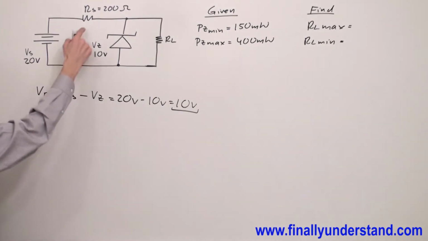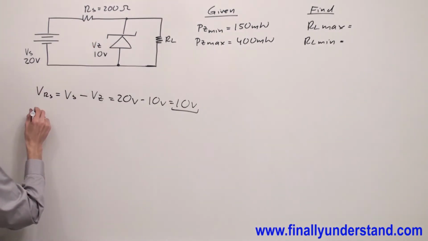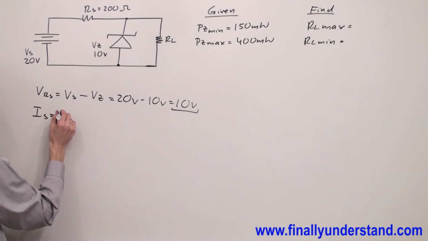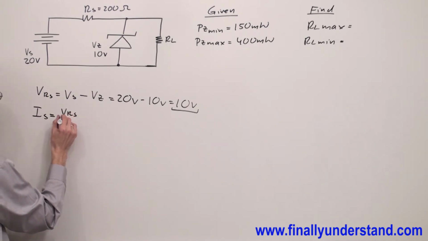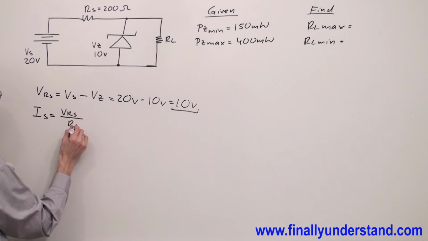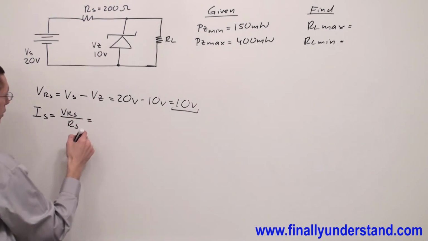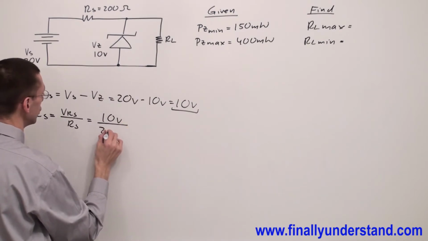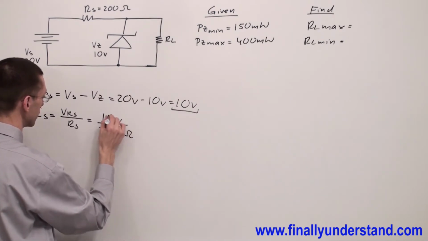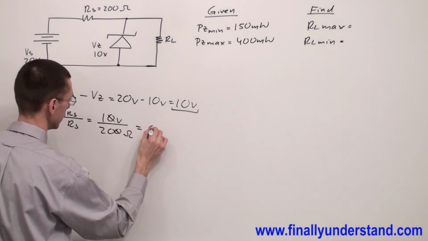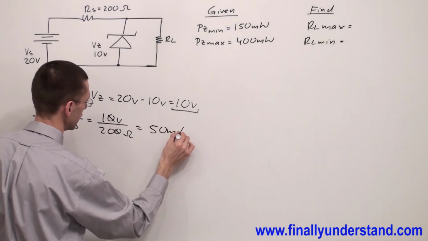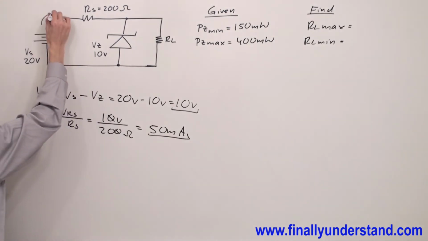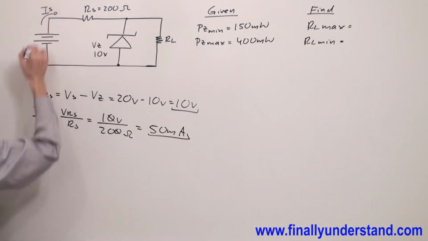I have a voltage across this resistor. Next, I can find the current IS. IS is equal to VRS over RS, which is 10 volts over 200 ohms. This is equal to 50 milliamps. I found the total current IS.